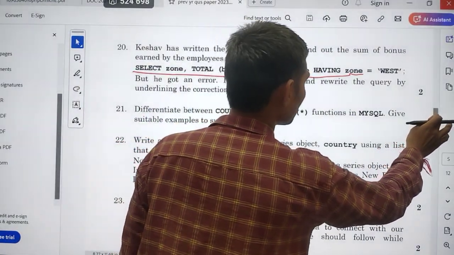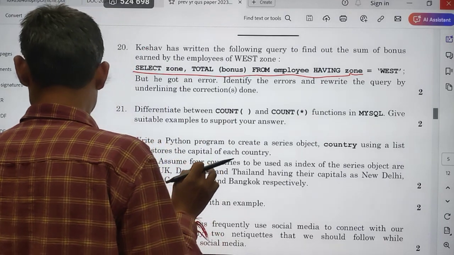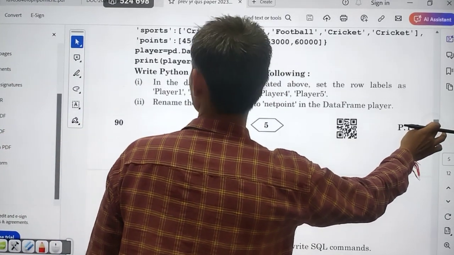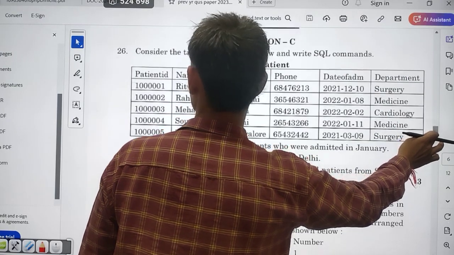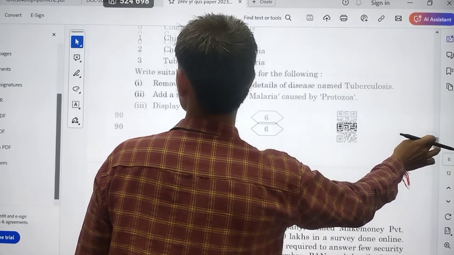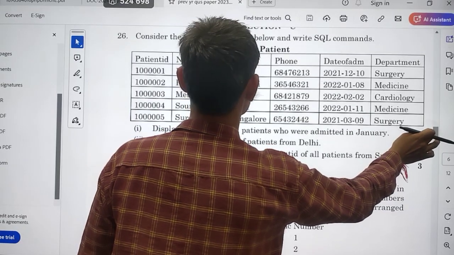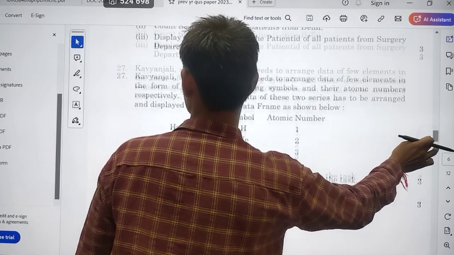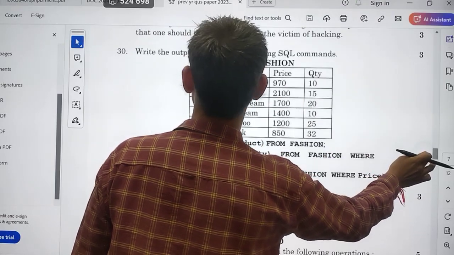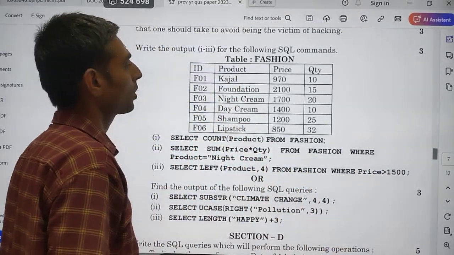Now come to question number 30. Earlier we solved questions from that part; question number 26 has been solved. Now come to question number 30. Question number 30 is: write the output for the following SQL command.